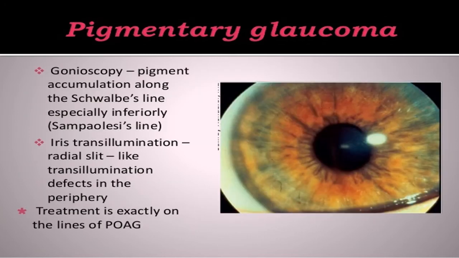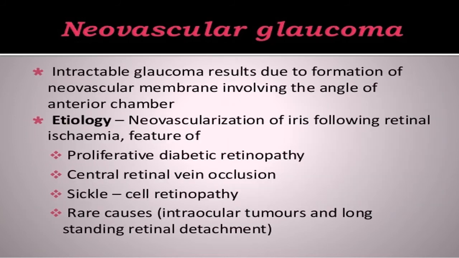On gonioscopy you can see Schwalbe's line. Usually it is a faint line, but in pigmentary glaucoma you can see a very dark Schwalbe's line, especially the Sampaolesi line. All the other features are like primary open angle glaucoma. So the treatment is to use anti-glaucoma drugs. That's all. If that does not work, the final option is surgery.